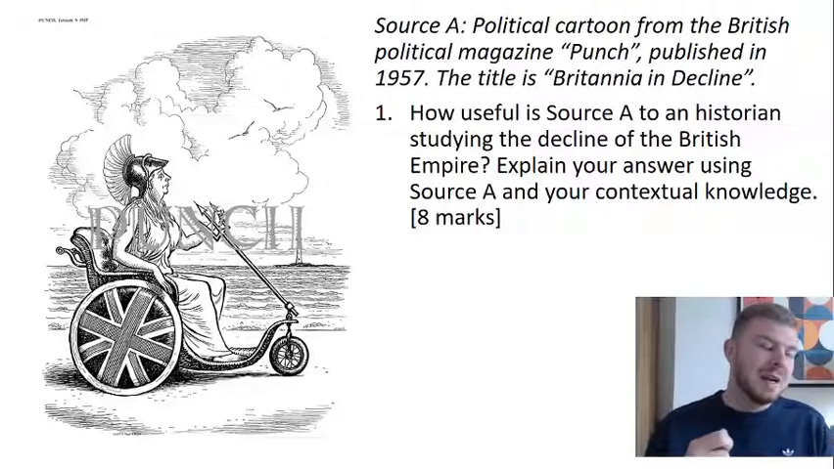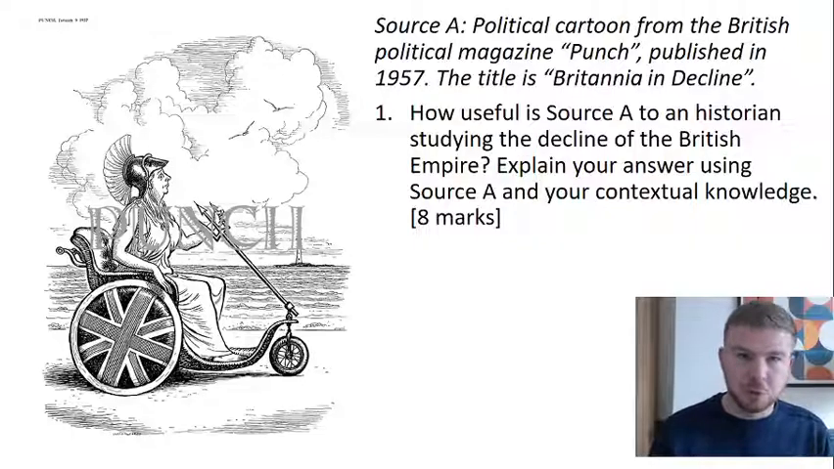And then you can try and link it to your own knowledge. What does that tell you? It tells us that the British Empire, which was so powerful, is starting to shrink. You could mention the economic problems that have been caused by World War I and II. You could mention the ideas of freedom and democracy that have been taught to the colonies, who are now demanding that they receive those ideas of freedom and democracy.